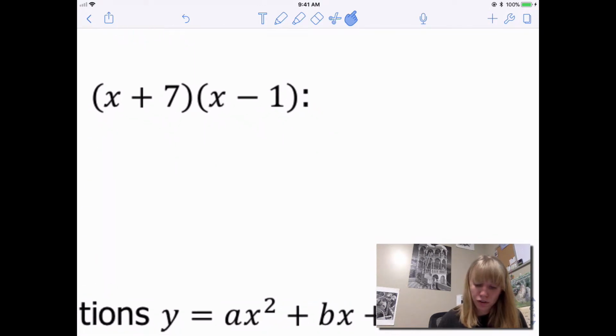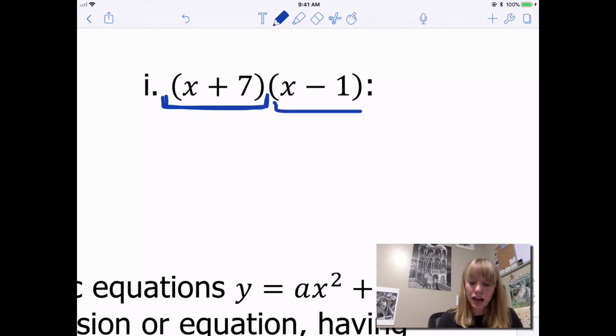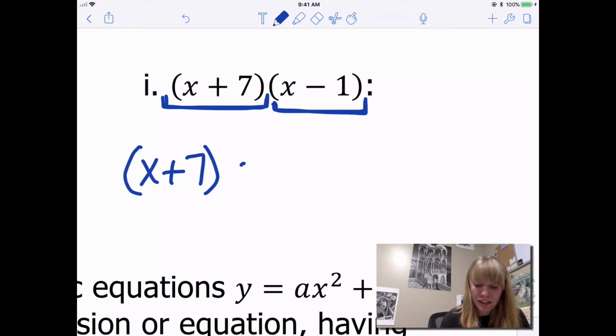The last two are the ones that we'll really start getting into throughout this chapter. So here I've got a binomial times a binomial. So two terms times two terms. And this is just like a quantity. If I plug in a number for x, I'll have one number times another number. So my factors are actually these whole parentheses. X plus 7 is one factor, and it's multiplied by x minus 1.